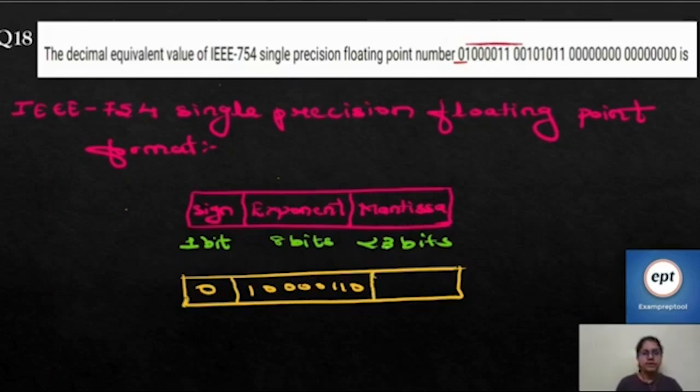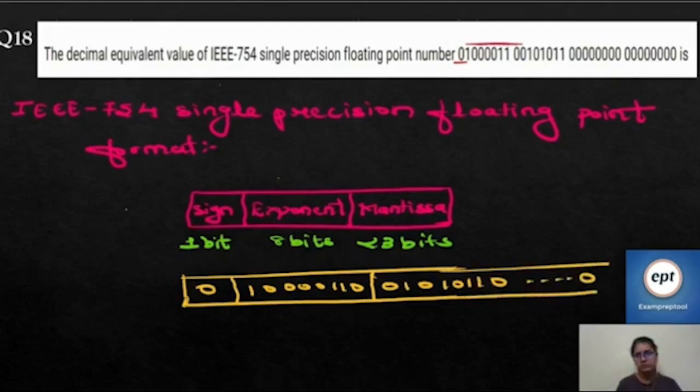Now the mantissa part. So all the 23 bits will be of mantissa. So let's write the mantissa: 0, 1, 0, 1, 0, 1, 1, 0, and dotted up to 0, whatever the digits they have. So this will be of 23 bits. So according to the format, we divided this. We wrote the format.